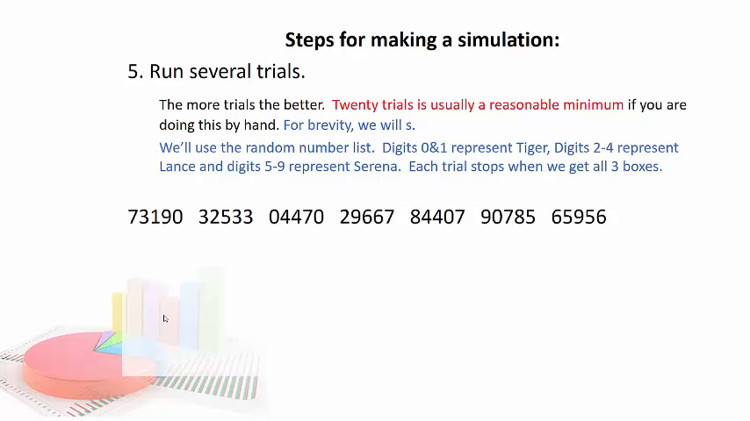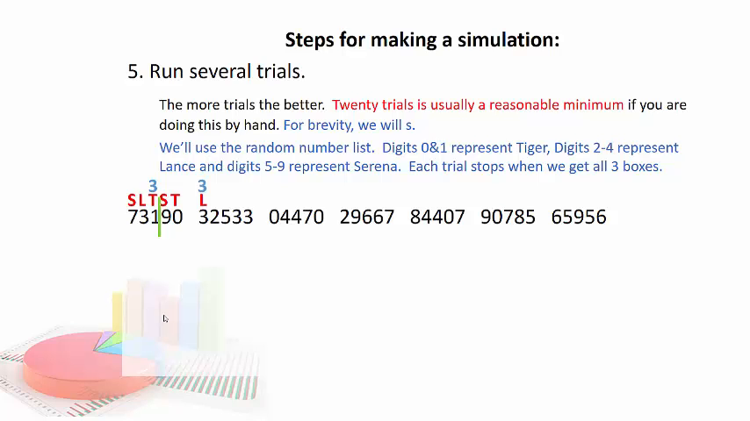So here's my list of random numbers. The first box is a 7, that's Serena. The next box is a 3, so that would be Lance. And the next box is a 1. Oh, that's Tiger. So after 3 boxes, I got all 3 pictures. I feel very lucky. Okay, so there's trial 1. The next box is a 9. That's Serena. The next box is a 0. That's Tiger. And there's Lance.